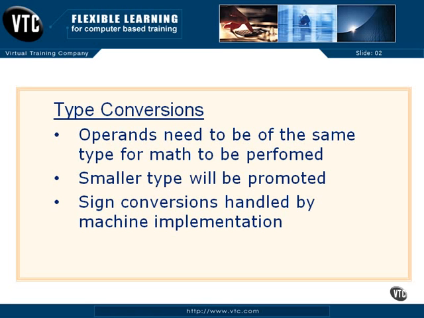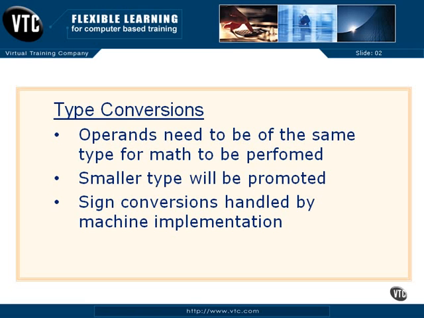The operands on either side of an operation need to be of the same type for the math to be performed properly. Then the result, as it is assigned into the left side of the equation, the other side of the equals, needs to be typed properly so that it fits into the resulting area. Generally speaking, smaller types, characters, will be promoted to ints. Ints would be promoted to longs, and so on up the food chain until you get up to doubles.